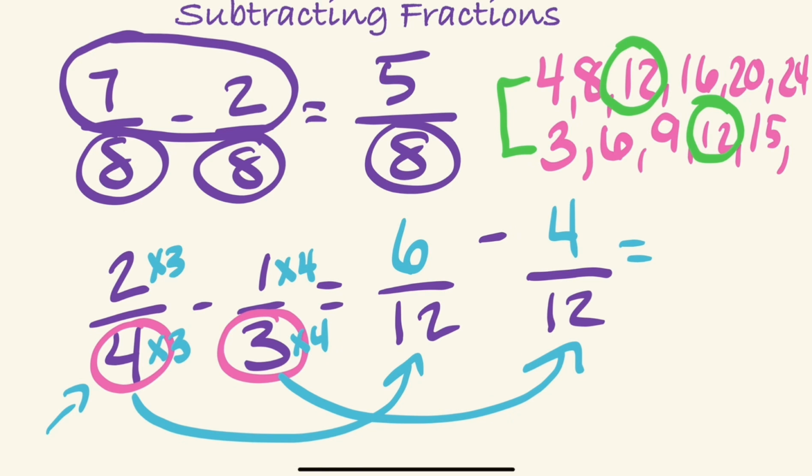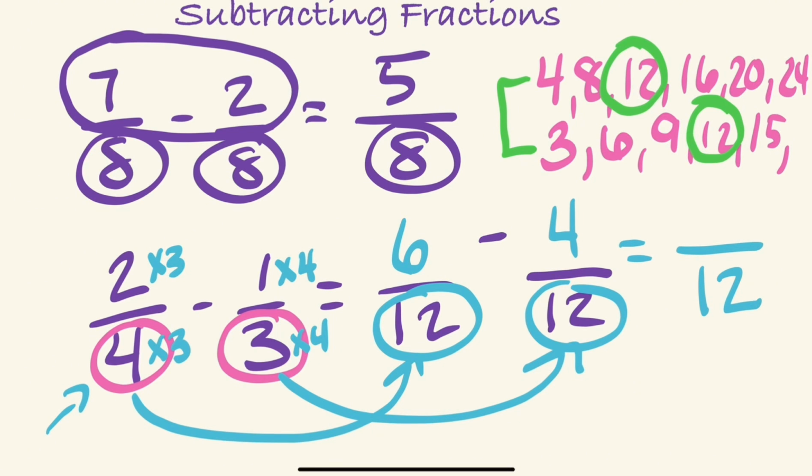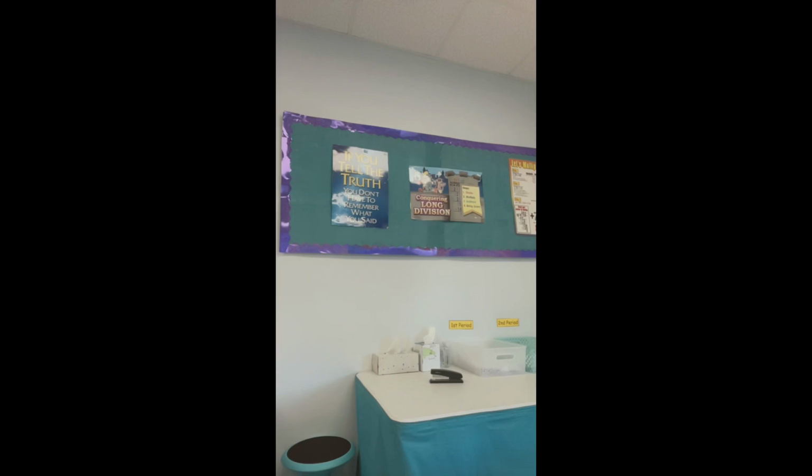Now we have a new problem that is ready for us to solve. I have a denominator of 12, so the first thing that I can go ahead and write is the denominator 12 because it has to stay the same. 6 minus 4 is 2. 2/12 is not the final answer. You want to always simplify your fractions and make sure it's in the simplest form.